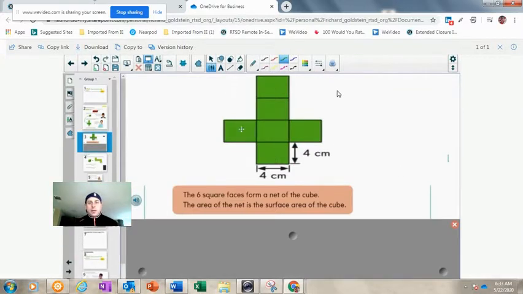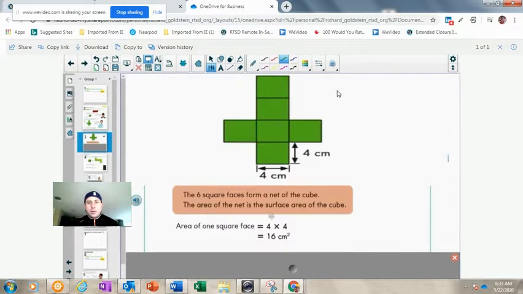So let's take a look at the net of the cube. You've got 6 faces, right? And each face is 4 centimeters by 4 centimeters. So if you multiply to find the area of one of those square faces of the cube, you've got 16 centimeters squared. 16 centimeters squared is the area of each one of these squares.